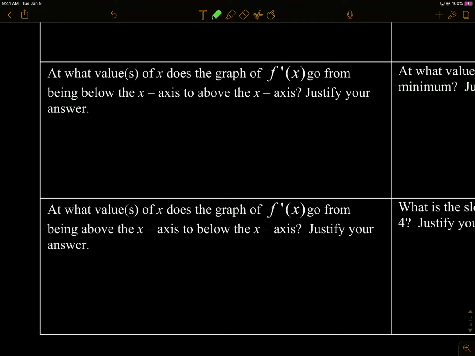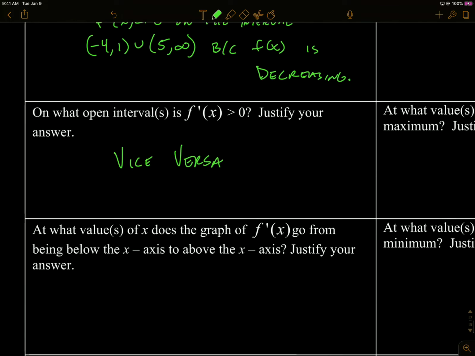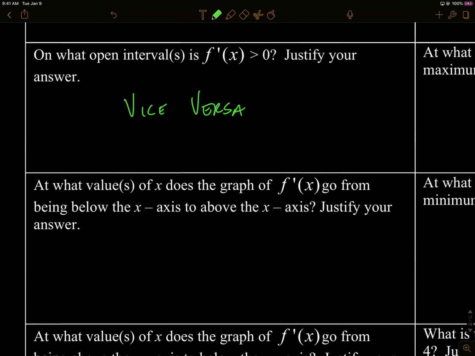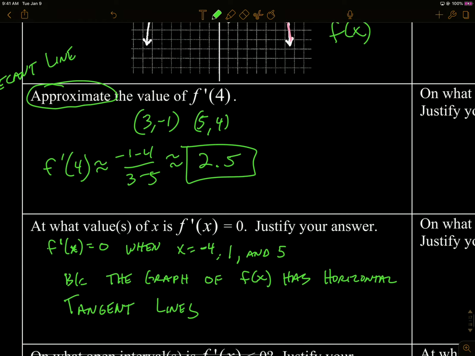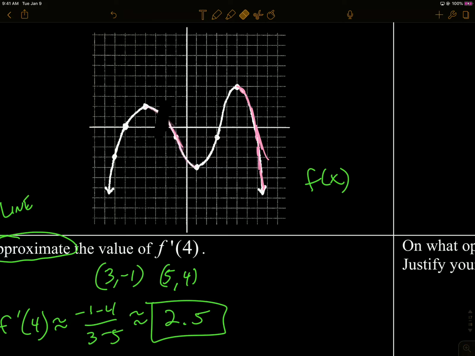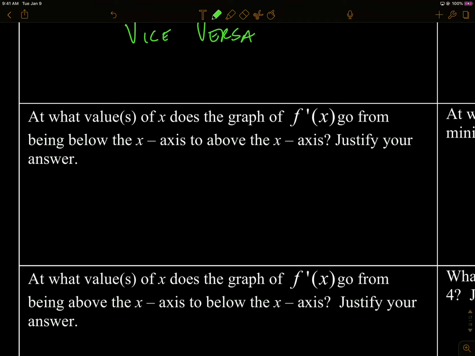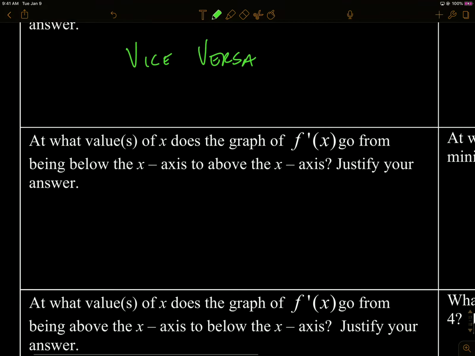At what values of x does the graph of f prime of x go from being below the x-axis to above the x-axis? Justify your answer. So f prime of x going from below the x-axis means it's negative, to above the x-axis, positive. That's going to be any spots where my function changes from, if I'm below the x-axis on the derivative, it's negative, so the function was going down. So it's going to be anywhere the function switches from decreasing back to increasing.